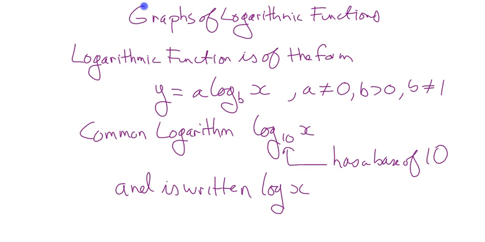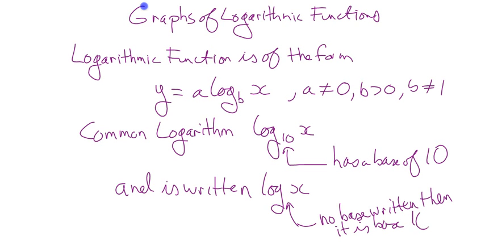It's the same as when we do a square root, we don't put anything in the index. If we want to do cube roots, we have to put a little 3 in there. Fifth root, we have to put a little 5 in there. If we don't write one, we know it's a square root. So if there's no base written, then it is base 10, and it is called a common logarithm. Okay, so a base 10 log.